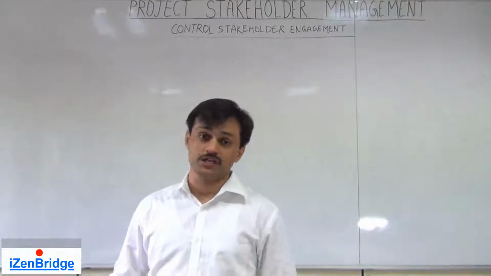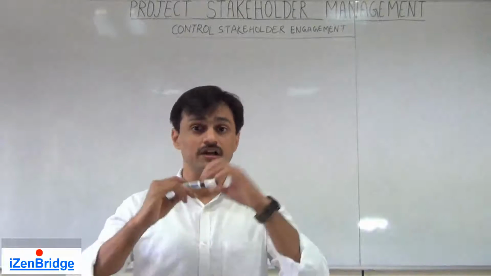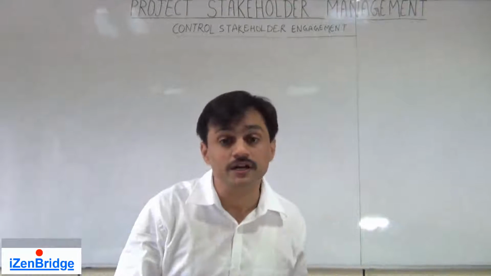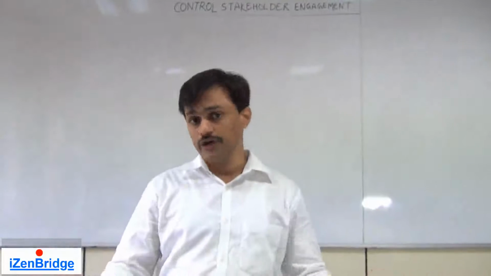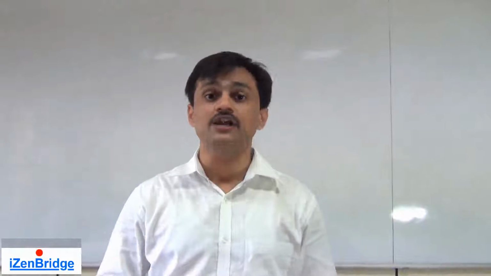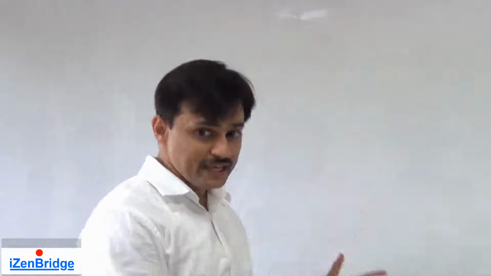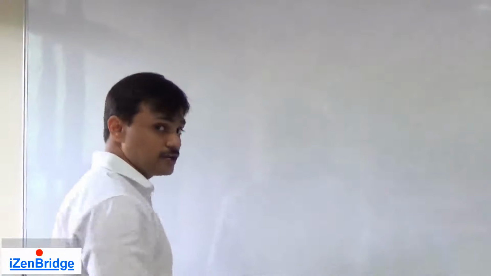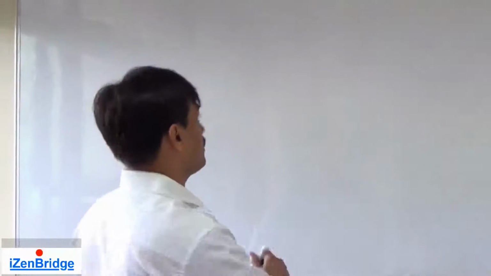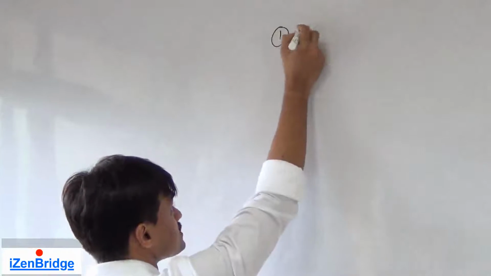Control stakeholder engagement is a process where we compare a planned stakeholder engagement with the actual, where we look at issue logs and try to re-strategize stakeholder engagement related activities so that we can get the maximum engagement or support from the stakeholders. For this goal, we need some inputs, and those inputs could be planning inputs first. So we need to look at the project management plan.